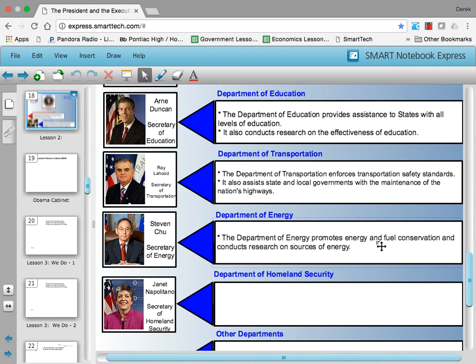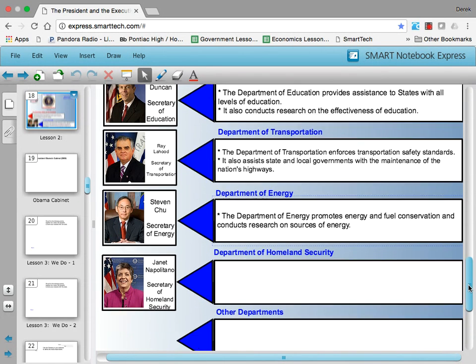Department of Energy. The Department of Energy promotes energy and fuel conservation, among other things. It also conducts research into sources of energy and tries to determine whether or not our best national interest is to dig up more coal, which we've got lots of and it's really cheap, but as dirty as can be, or try to work on alternative energy approaches like wind and solar, which is much more expensive at this point, even though it's becoming cheaper, but of course is clean and therefore probably less expensive in the long run. That's what the Department of Energy does.